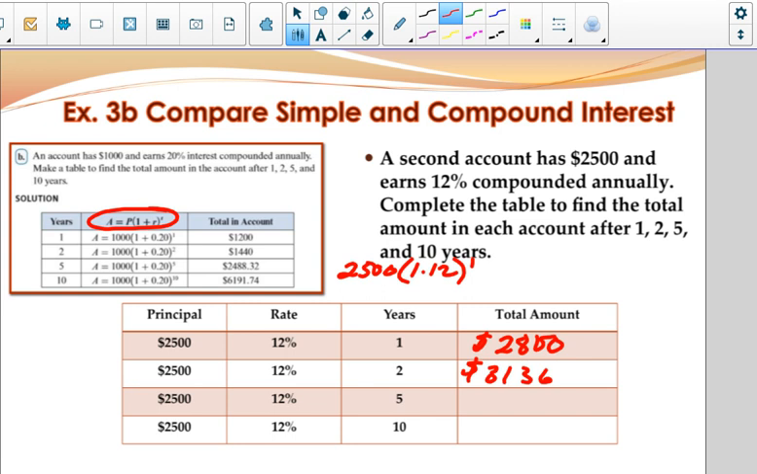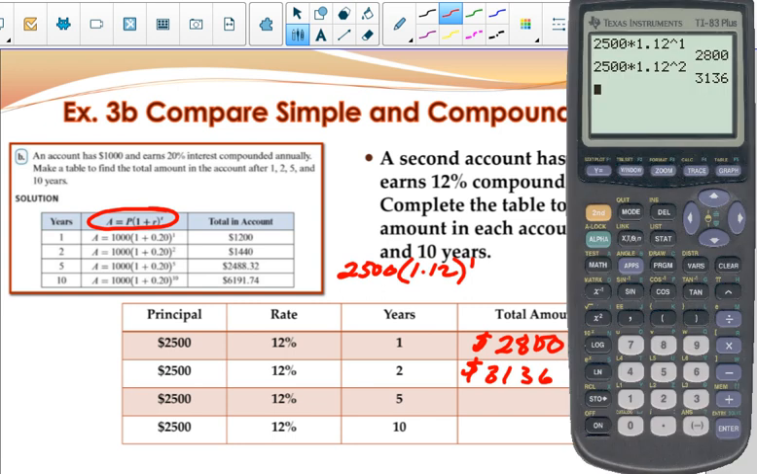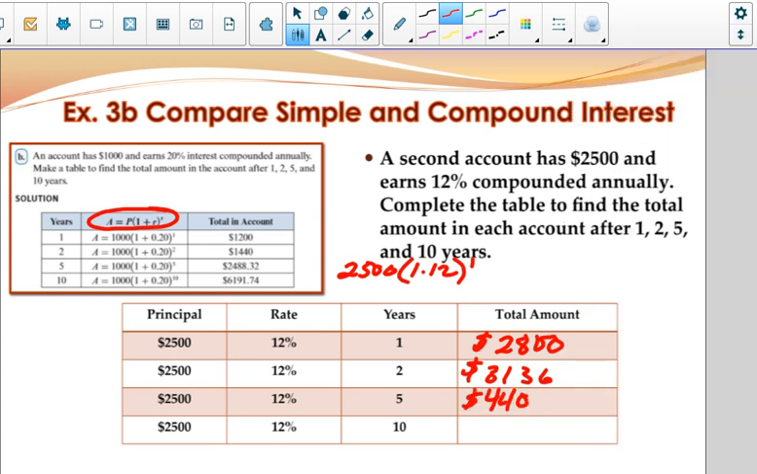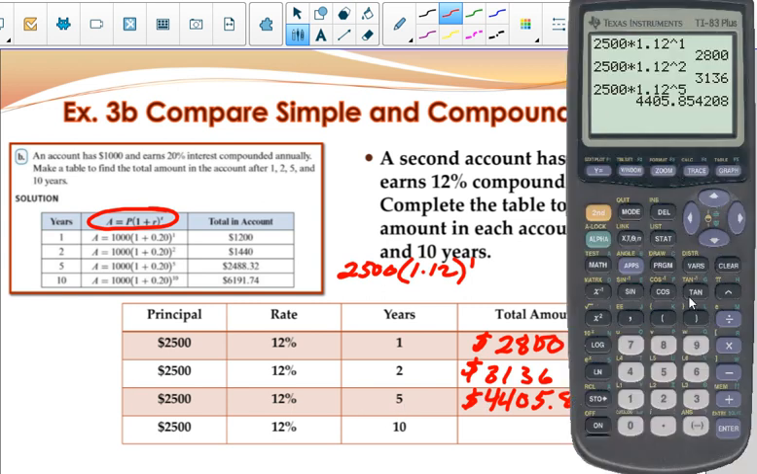Now if I do 5 years, so take my calculator, do the same thing, 2,500 times 1.12 raised to the fifth power, that gives us 4,405.84 cents.